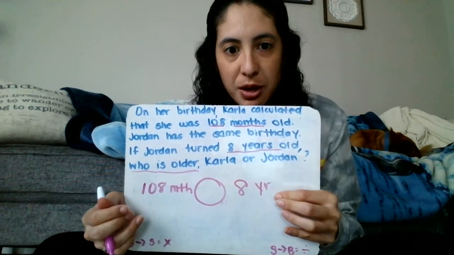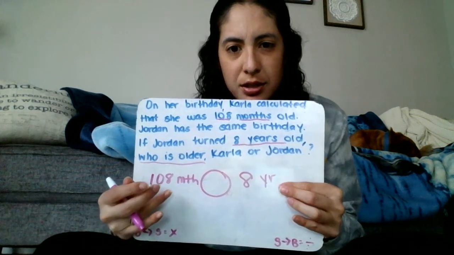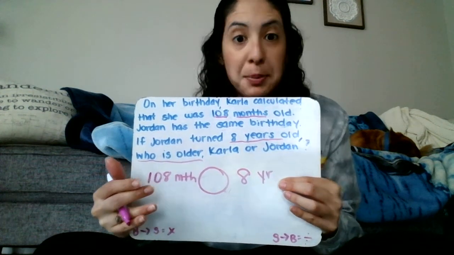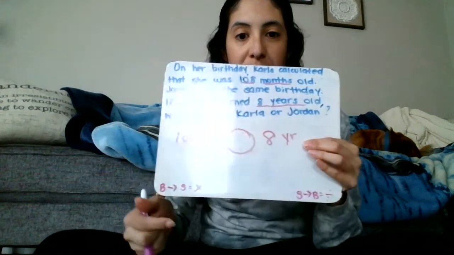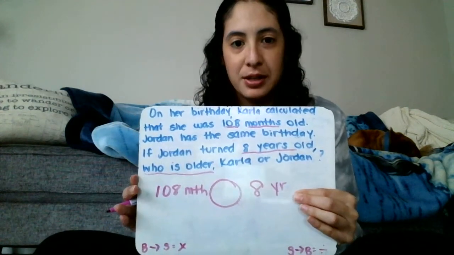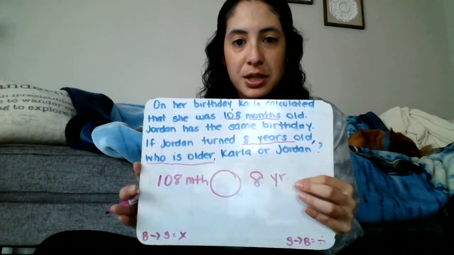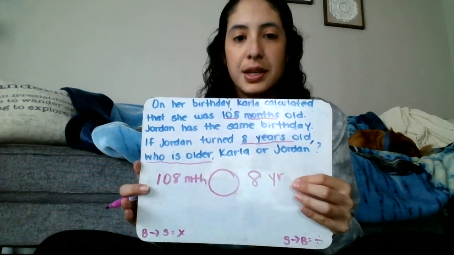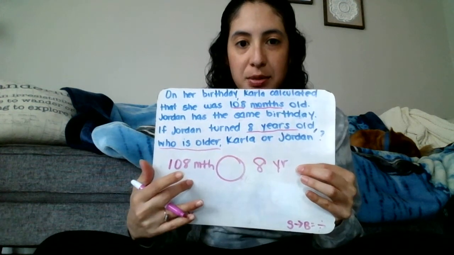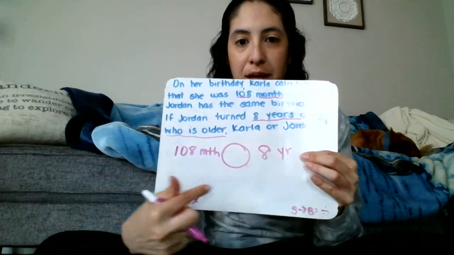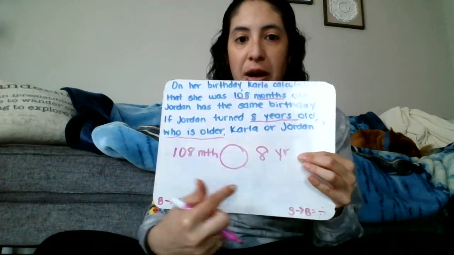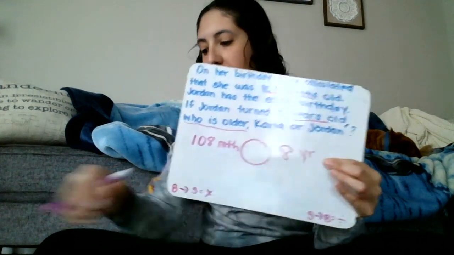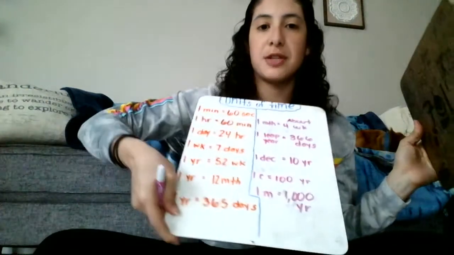So I can pick, do I want to go from year to month, or do I want to convert it from month to year? I personally like going from big to small because I get to multiply. I like multiplying. So think, which one's the bigger one and which one's the smaller one? Year is the bigger one and month is the smaller one. So I'm going to go from big to small. So I want to figure out how many months are in 8 years. So I need my conversion chart, your best friend.